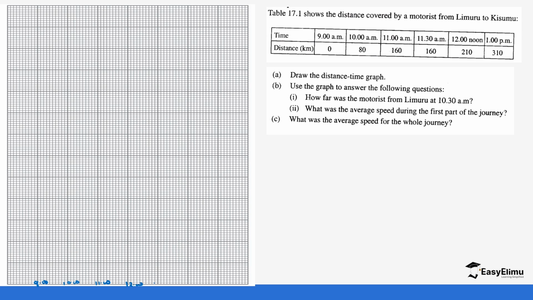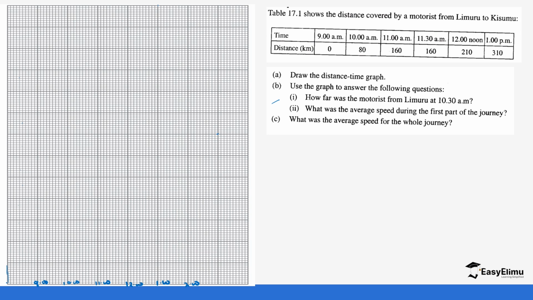12, then 1, and then 2. On the distance, which is on the y-axis, we start with 0. The highest distance is going to be 310. When you are choosing the scale, you make sure you count the number of squares that you have. In this case, we have 13 squares, and our highest distance is 310.